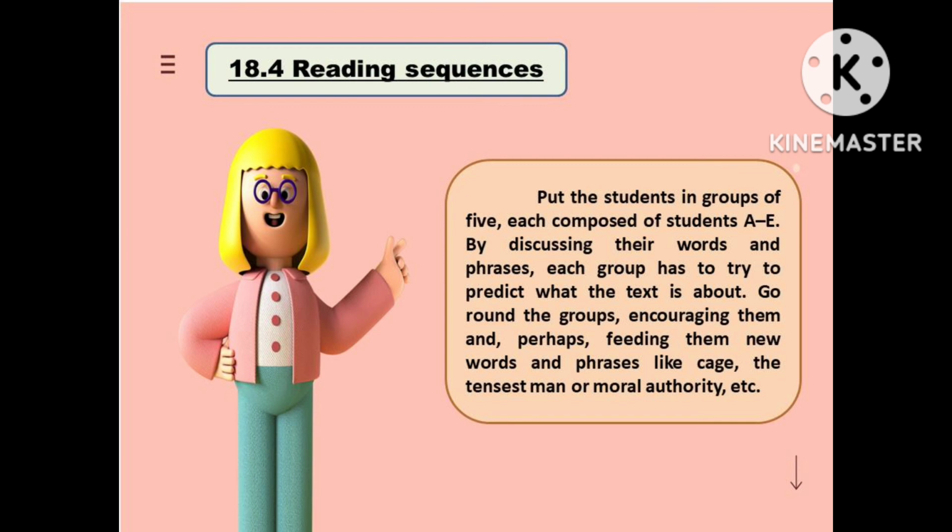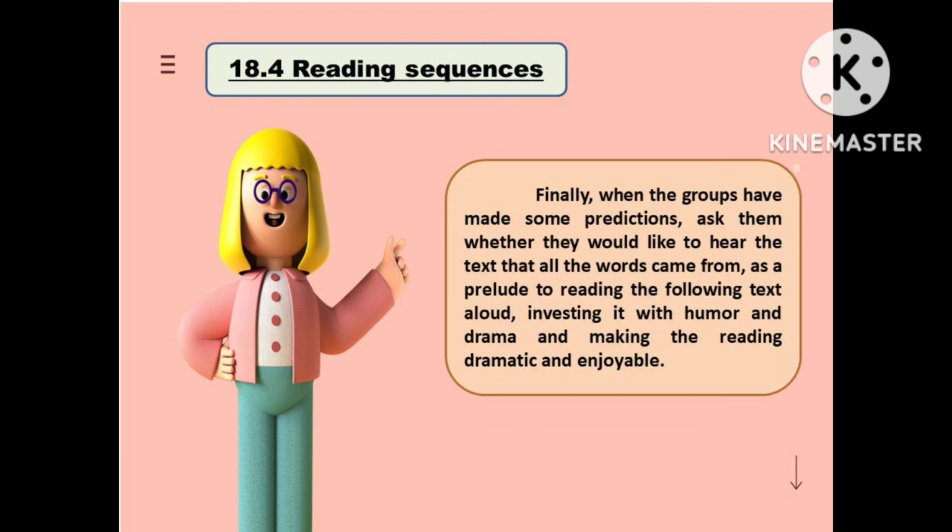By discussing their words and phrases, each group has to try to predict what the text is about. Go around the groups, encouraging them and perhaps feeding in new words and phrases like cage, the tense man, or moral authority, etc. Then finally, when the groups have made some predictions, ask them whether they would like to hear the text that all the words came from, as a prelude to reading the following text aloud, investing it with humor and drama and making the reading dramatic and enjoyable.